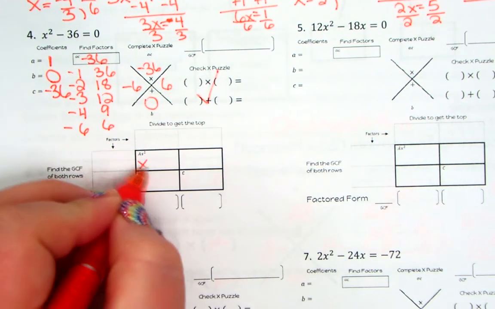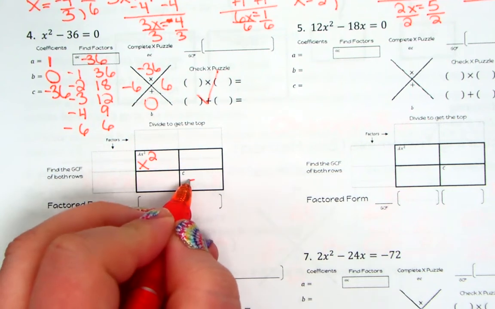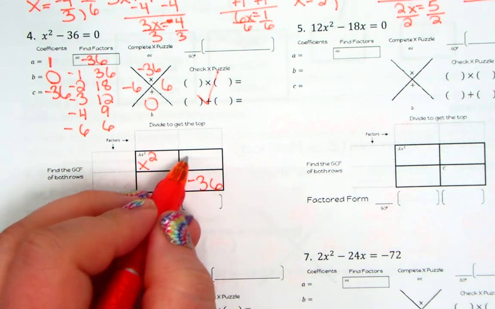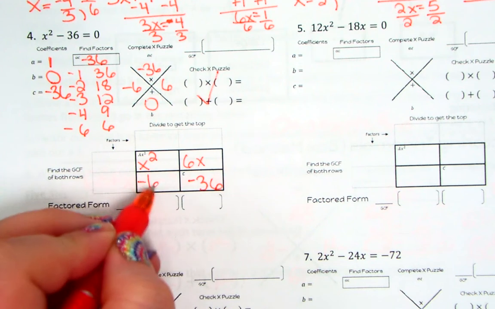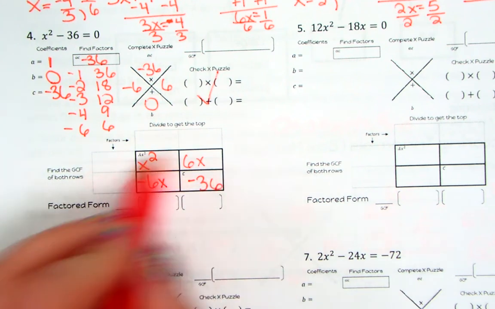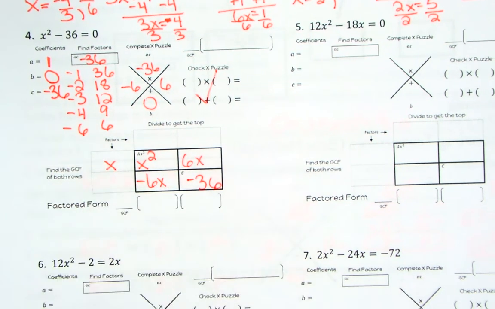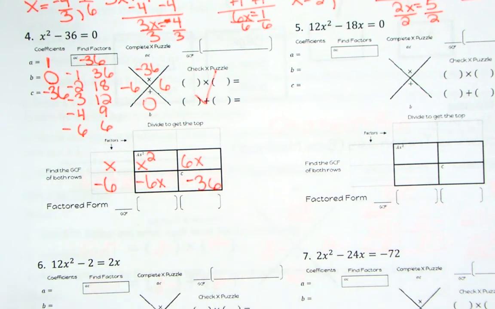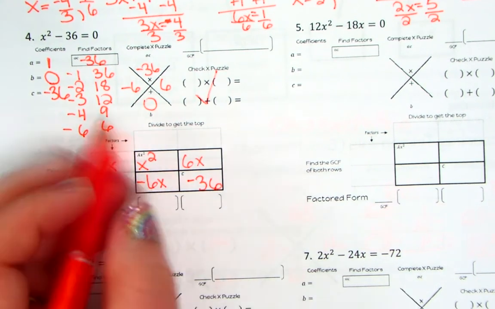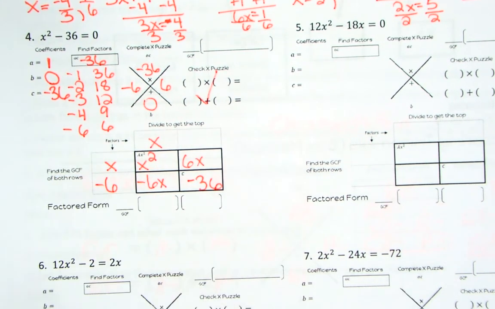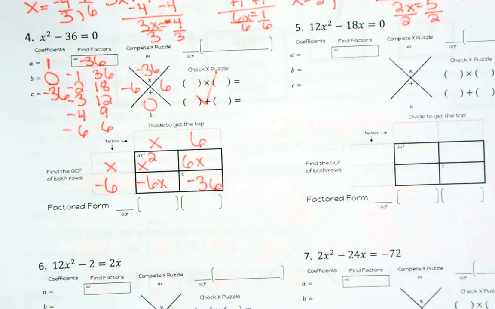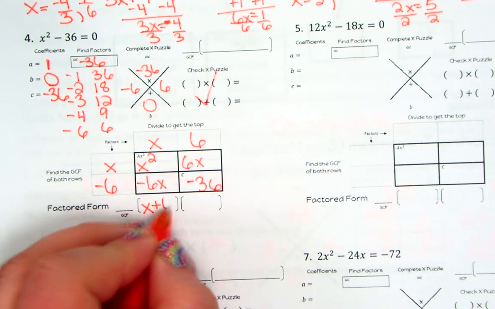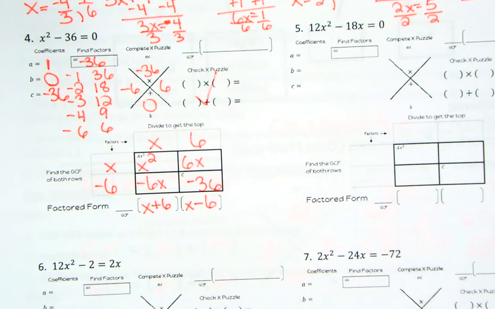First term, last term, and we'll have 6x and negative 6x. What can I take out of the top? x. What can I take out of the bottom? Negative 6. The left, x, and the right is 6. So x plus 6 and x minus 6 are my factors.